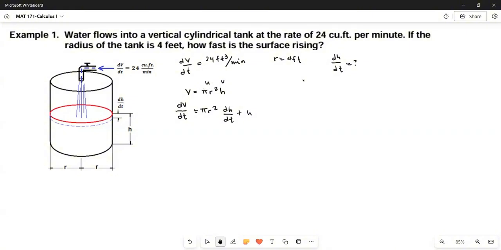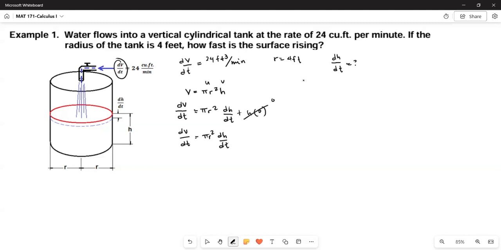Pero sige, ipakita din natin para makita nyo. Okay, so h, derivative ng pi r squared is 0. Simplify lang natin, dV/dt is equal to pi r squared dh/dt. So meron ba tayong dV/dt? Yes, meron tayong dV/dt. Ito yun. So, meron tayong dh/dt, yun yung hinahanap. Yung r, wala. Pi r squared, yung r, meron tayo.